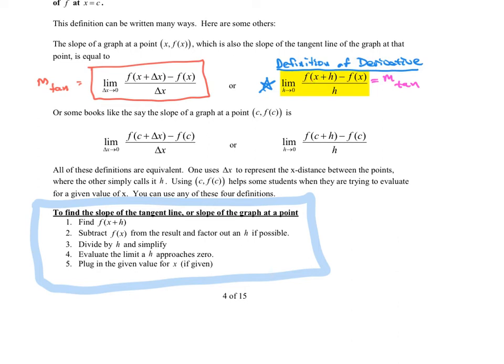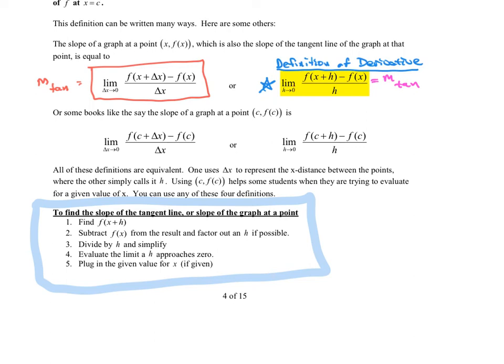The second thing you're going to do is subtract off f of x from that. Whatever you got and simplified, subtract off f of x. Simplify it again and factor out an h if possible. Then the third thing you do is divide by that h and simplify, and the last thing you do is evaluate that limit. You don't evaluate the limit until the very, very end. First find f of x plus h, then subtract off f of x, simplify, factor out an h, divide by h, and if you factored out an h, those will simplify. A lot of you say cancel, but it's technically simplify. And then you evaluate the limit.